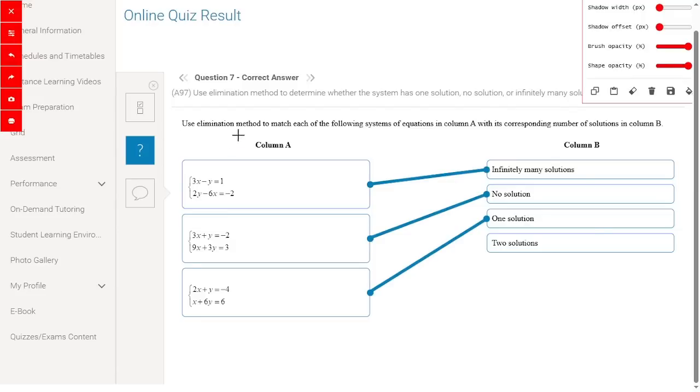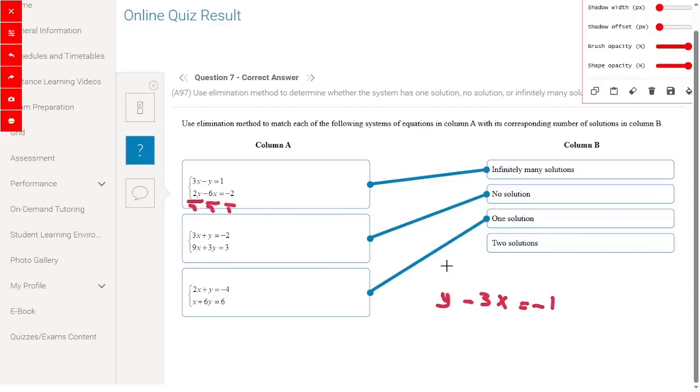Now use the elimination method to match each of the following systems of equations in column A with its corresponding number of solutions in column B. Okay. This is the first one. I have 3y minus y equal to 1 and 2y minus 6x equal to minus 2. So this one, let's say we divide the second equation by 2 and check. So we'll have y minus 3x equal to minus 1, right?